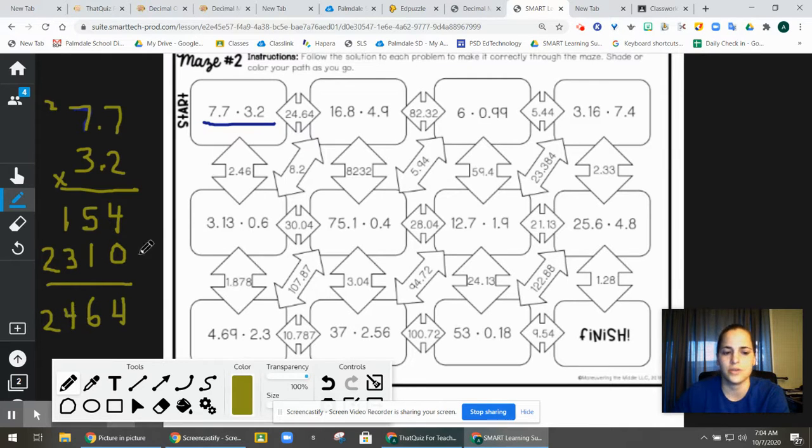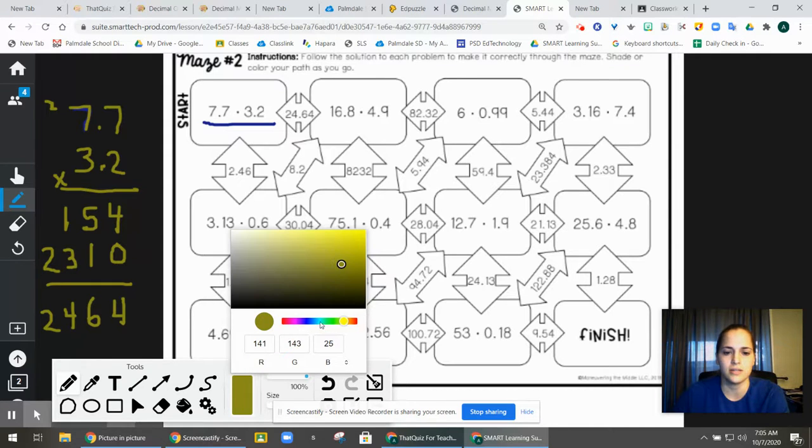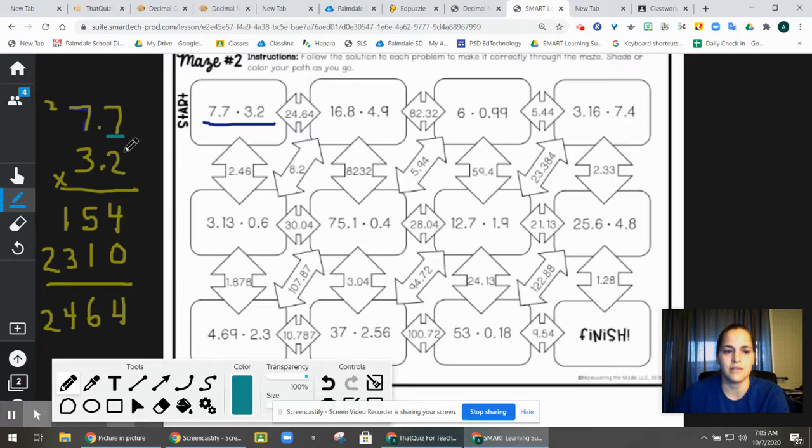So I have 2,464, but I know that is not the answer yet because I haven't accounted for how many decimal places I have. So looking at these two, I have one decimal place with the 7 and one decimal place with the 2. So I have 2 decimal places total. That means I need 2 decimal places total here. So my decimal is going to have to go in between that 4 and that 6.